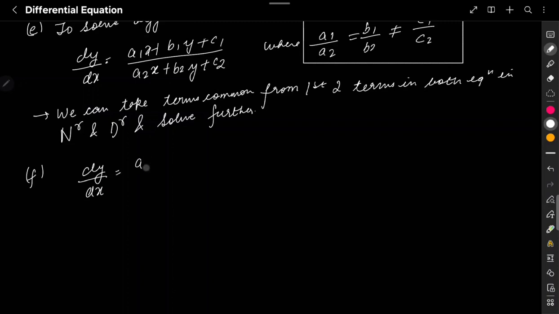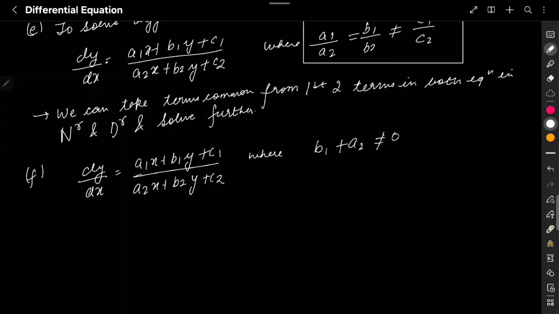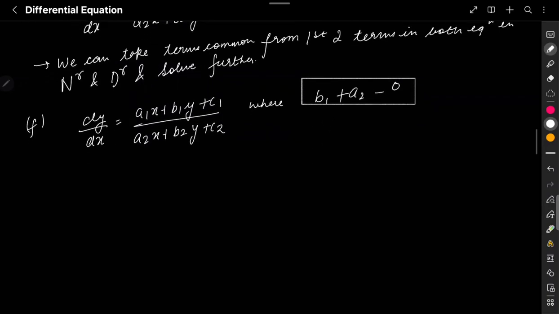dy by dx is equal to a1x plus b1y plus c1 upon a2x plus b2y plus c2. But here the condition is b1 plus a2 is equal to 0. If this condition holds true, then in this type of questions, cross multiplication is done and then collect the terms of x dy plus y dx.